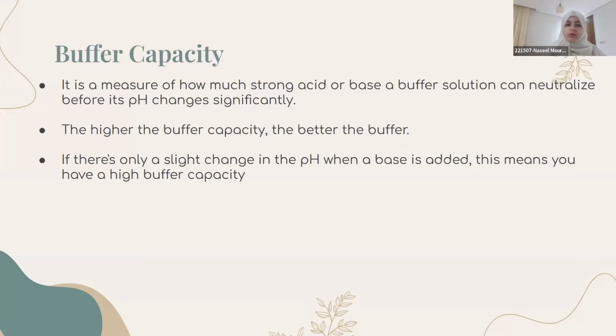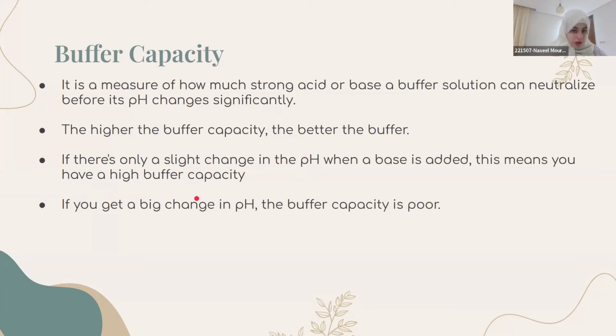Okay. So how do we measure this? If you have a slight change in pH when you add a base or an acid, so you added a lot of base, for example, you expect the pH to go really high. However, you only had a very small change. This means that this was regulated very well, and so you have a high buffer capacity. However, if you get a big change in pH, so again, you added the same amount of base, but the pH changed dramatically, then this means that your buffer is not working well.